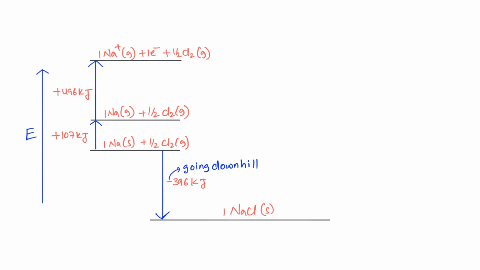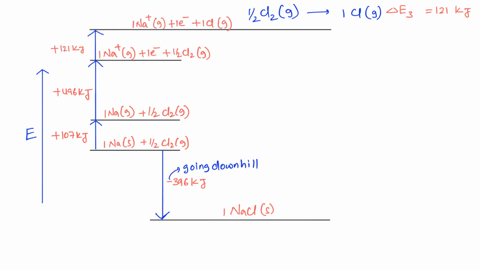Next, when half a mole of gaseous Cl2 inside the reaction container gets converted into 1 mole of Cl atoms, the reaction mixture absorbs energy equivalent to that of half of the bond dissociation energy, which is 121 kilojoules. The energy of the reaction mixture goes up by 121 kilojoules.